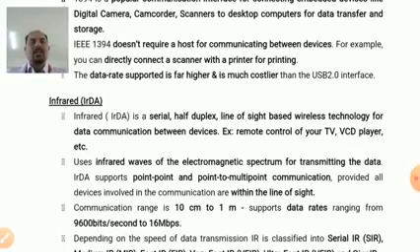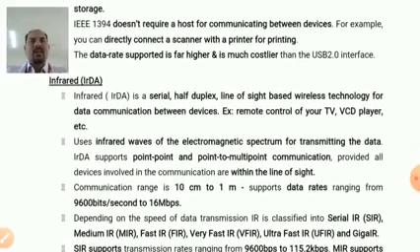interface. The next type of interface is infrared. It is a serial, half duplex, line of sight based wireless technology for data communication. Serial in the sense, 1 bit of data transfer. Half duplex means either transmitting or receiving, only one at a time, not both at a time. The example of this type is the remote control of our TV or VCD player.